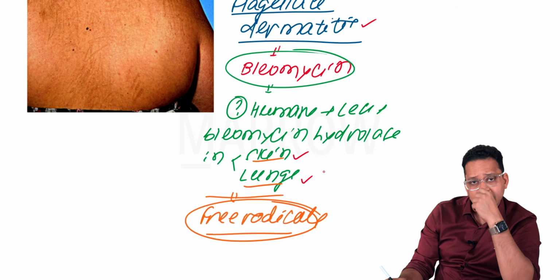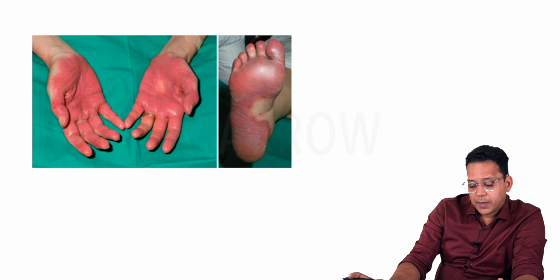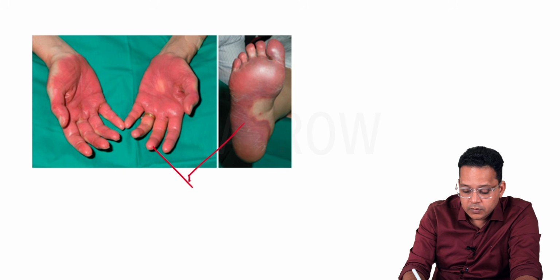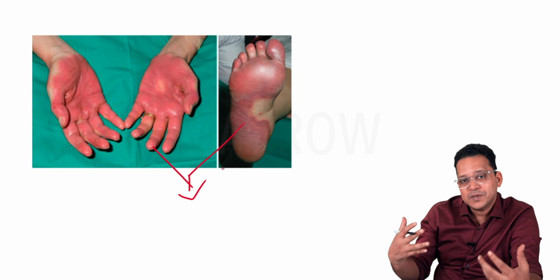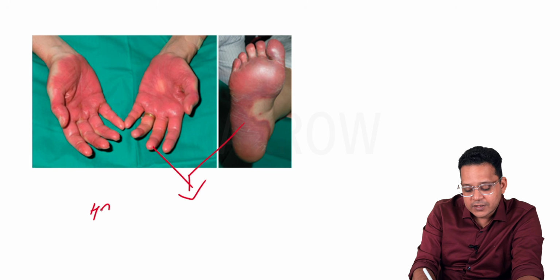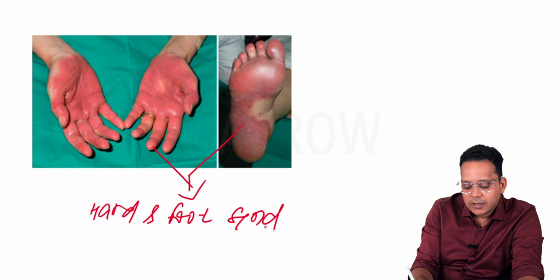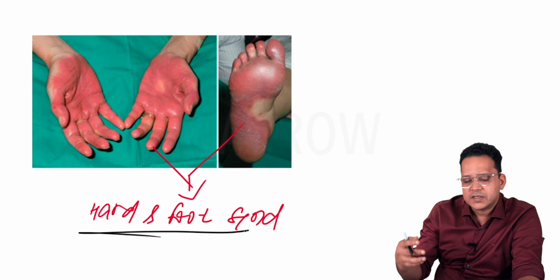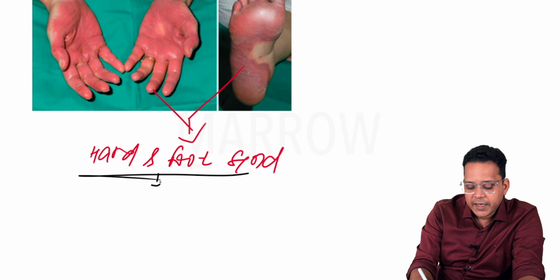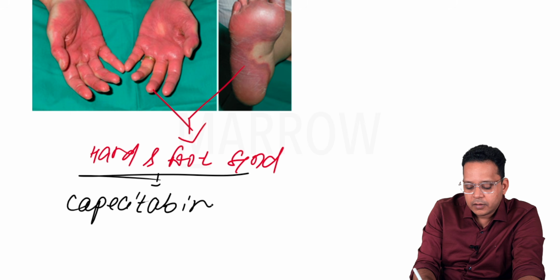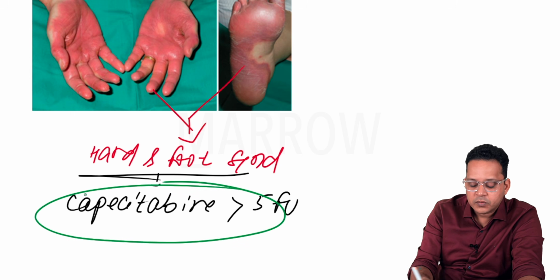So anti-cancer drugs, we have discussed that, right? All right, red color palms and soles. Right. So what you see in the image is actually a side effect called hand and foot syndrome. So hand and foot syndrome, what happens? There is desquamation of the palms and soles. It's a very painful condition. It is seen with anti-cancer drugs like capecitabine, more than 5-fluorouracil. They can cause hand and foot syndrome.